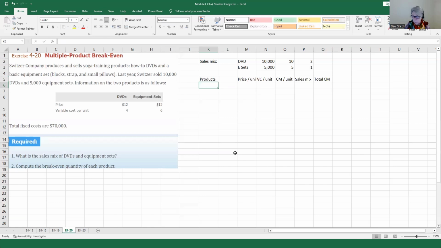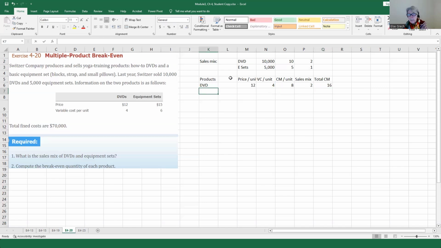So let's start. We're going to start with the DVDs. The selling price of DVDs is $12, variable cost is 4. So we got 12, 4. 12 minus 4 is going to get me my contribution margin per unit, which is 8. I'm going to take the sales mix. How many DVDs do I have to sell? 2 for every 1 equipment set. So now I take that contribution margin and I multiply it by 2. There we go. We got 16.